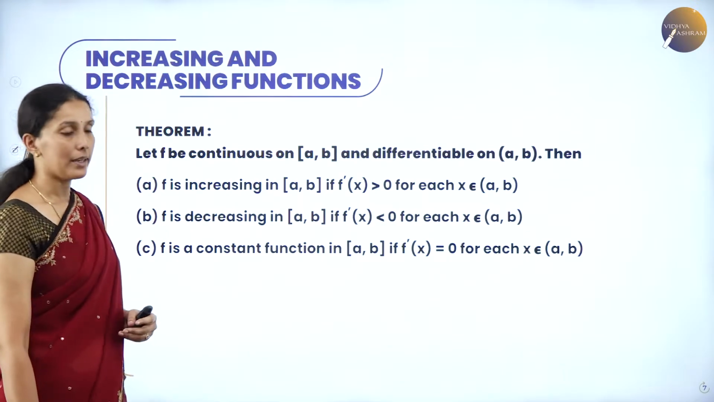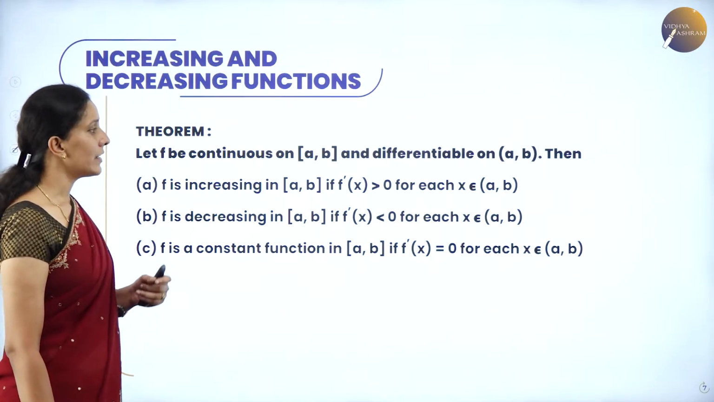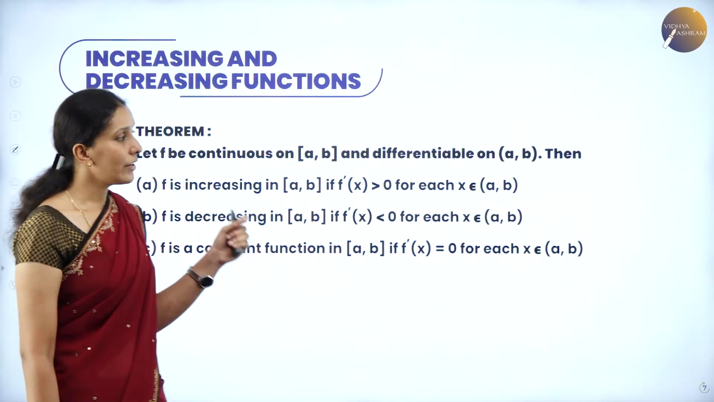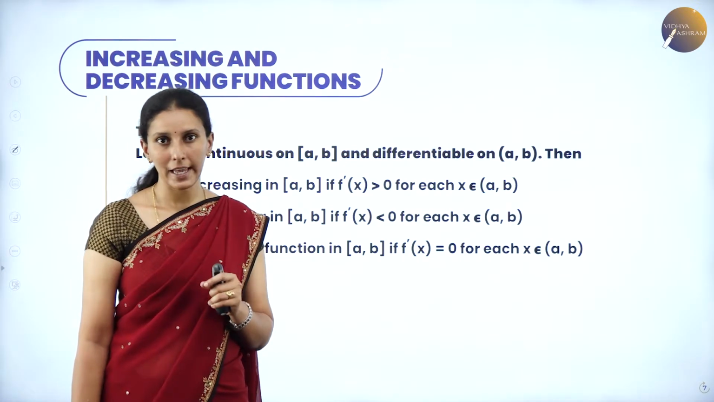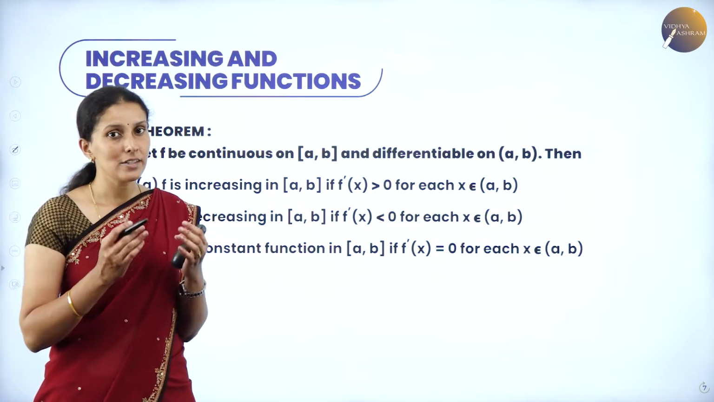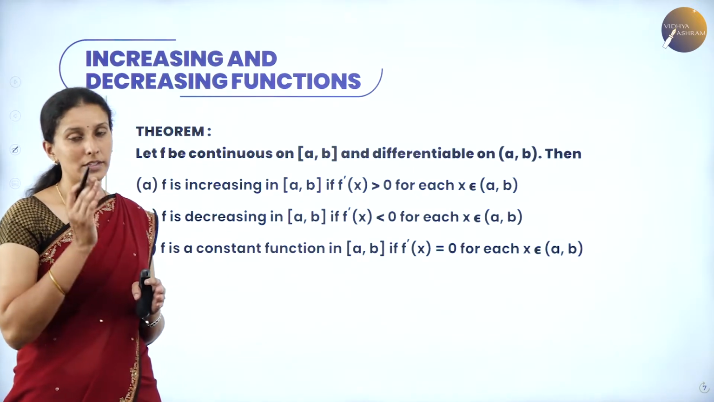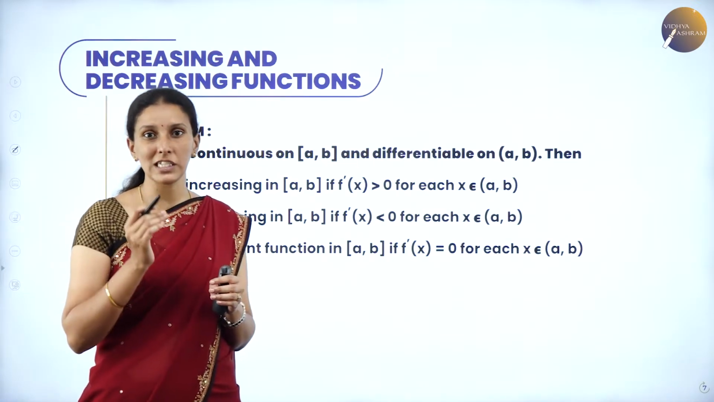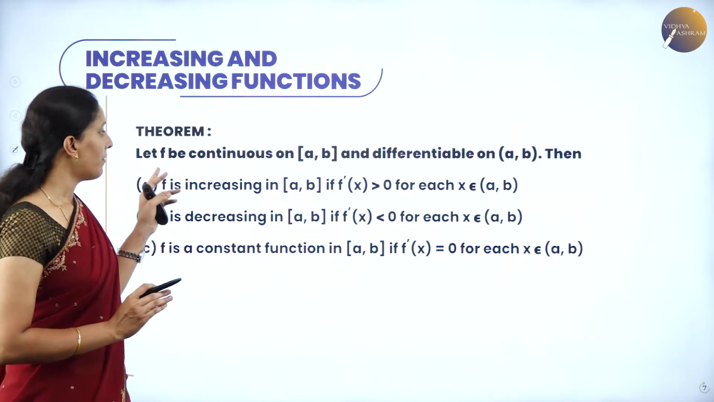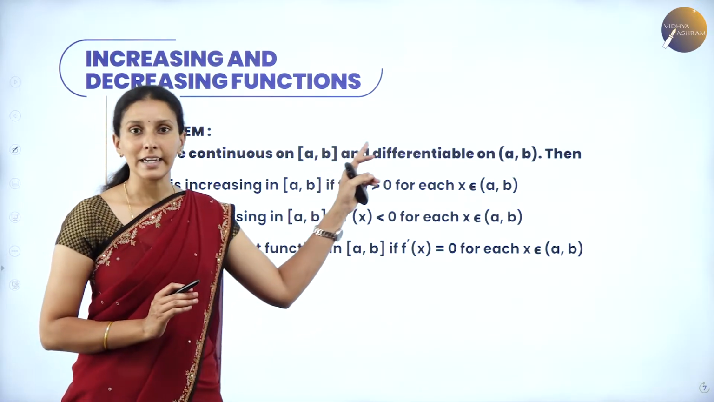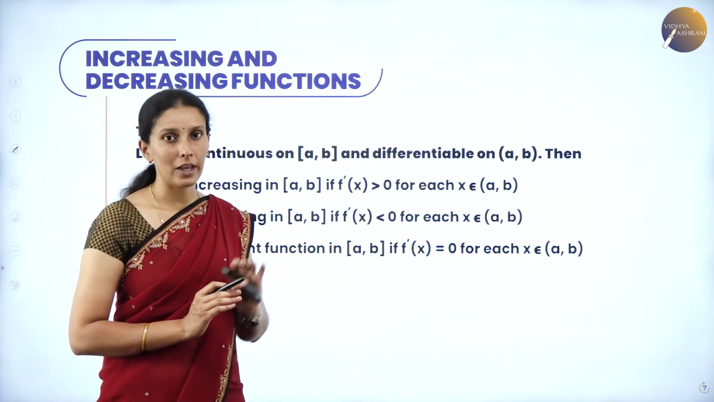So here is a theorem. Let f be continuous on the closed interval a, b and differentiable on the open interval a, b. As I already said, since we need the derivative, f must be a continuous function because every differentiable function is continuous. So therefore, f is a continuous function on the closed interval a, b and it is differentiable on the open interval a, b.